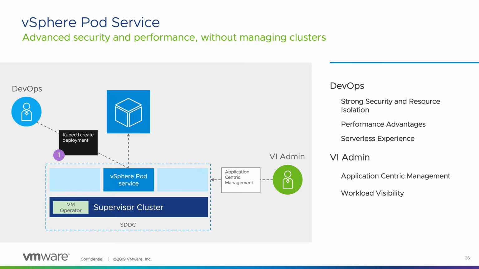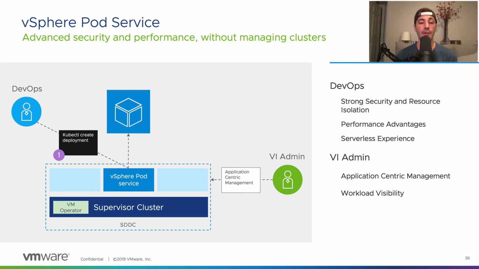Now, the one unique thing that's available inside of vSphere 7 with Kubernetes is the vSphere pod service. The vSphere pod service is the ability to run, I don't want to say the word native, but it is running pods directly, almost on the hypervisor itself. And so what this does is it gets you better performance advantages. This also gives you, as it says here, a serverless type of experience.